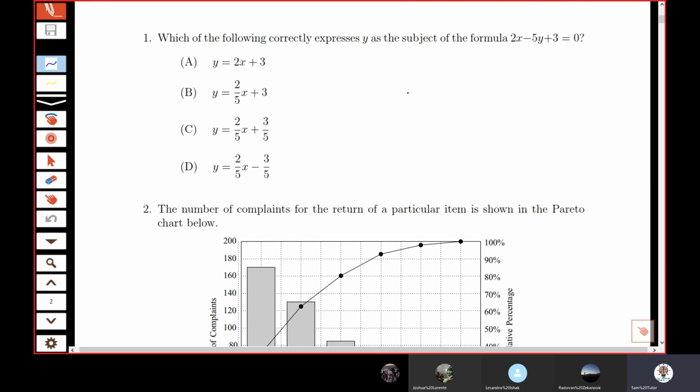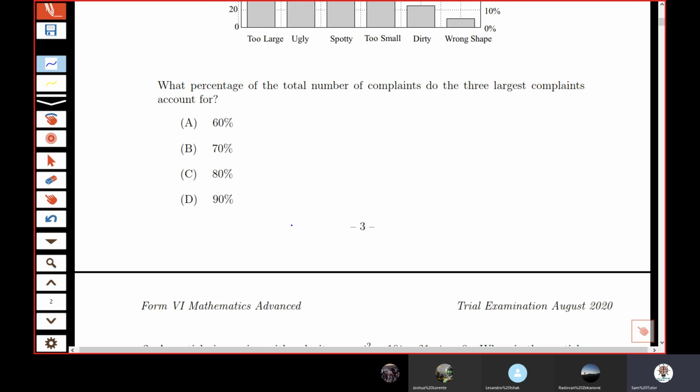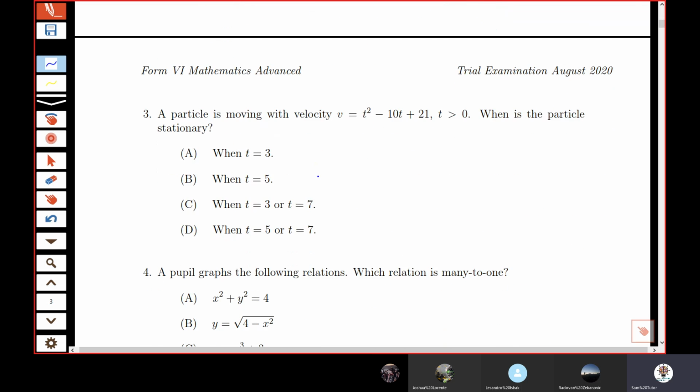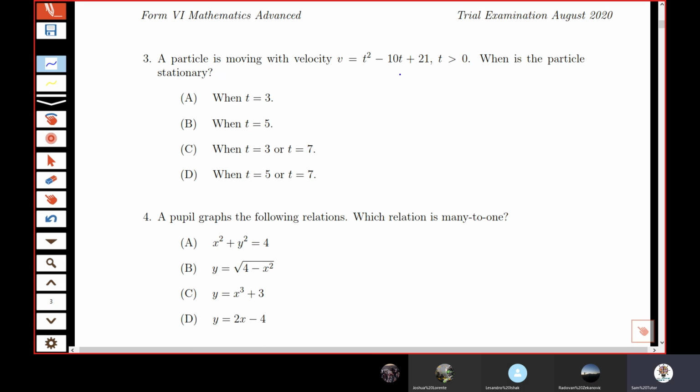All right, answer. Looks like it is C. When is the particle stationary? For this one, a particle is moving with this velocity. When is the particle stationary?